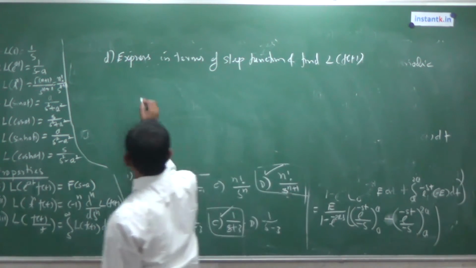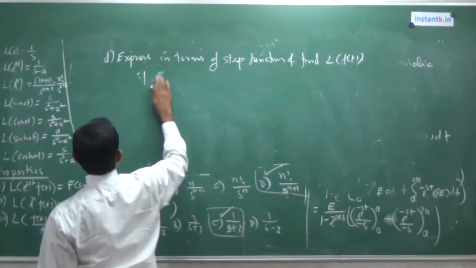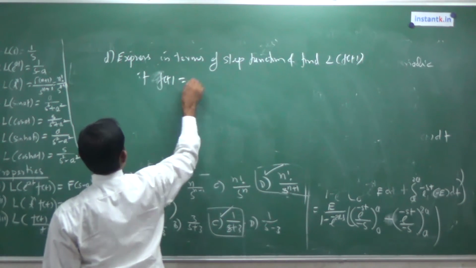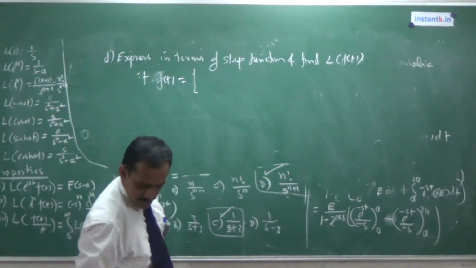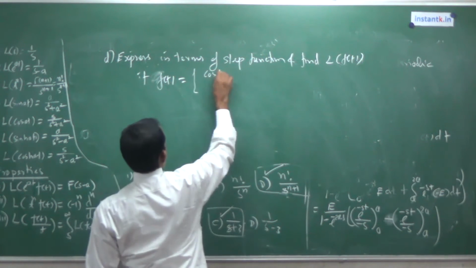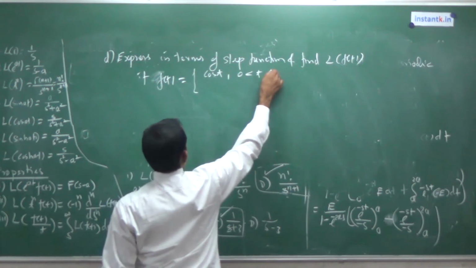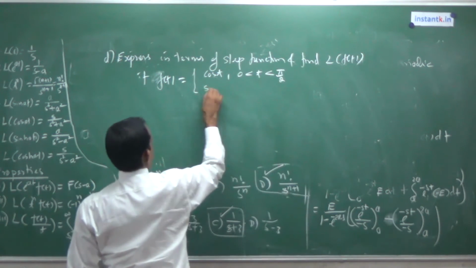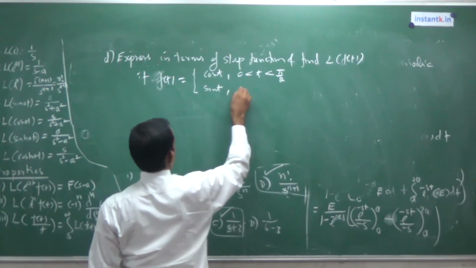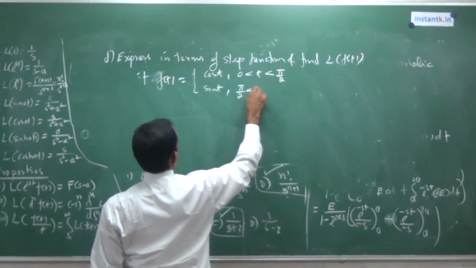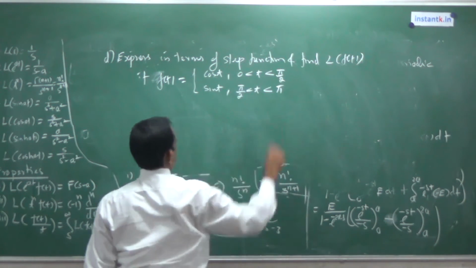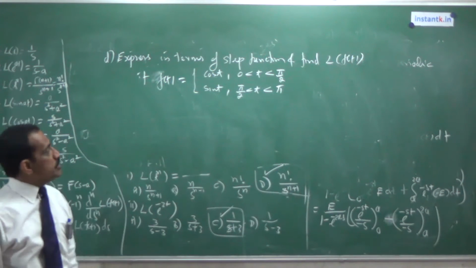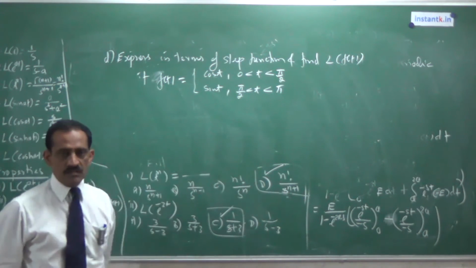If f of t is given by: f of t is cos t when t is greater than 0 and less than pi by 2, and sin t when pi by 2 is less than t less than pi. Only these two intervals are defined. In all other cases it is 0.